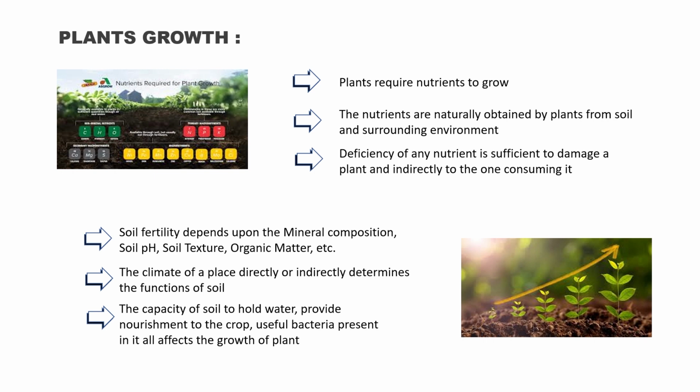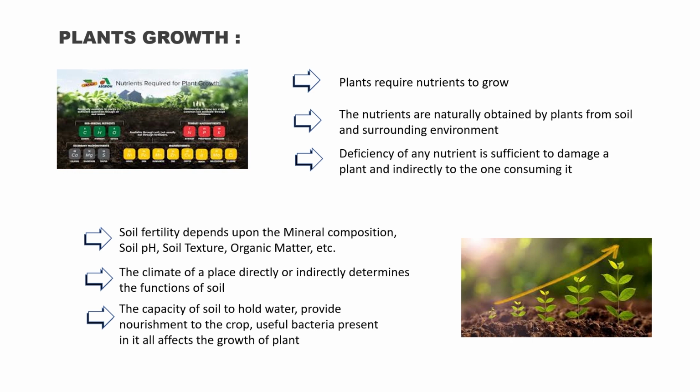Now, the climate of the place or the environment in which the crop is grown also affects the growth of the plant. The capacity of soil to hold water, provide nourishment to the plant, and the useful bacteria present in it all affect the growth of the plant. Now, the plant requires nutrients to grow and the nutrients are obtained from the soil and the surrounding environment.